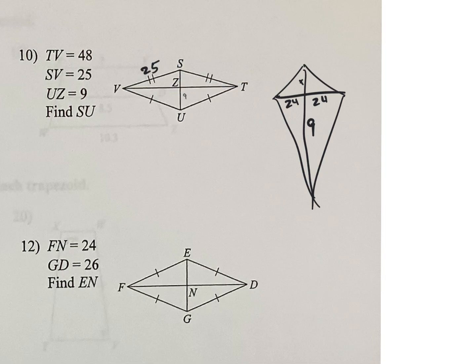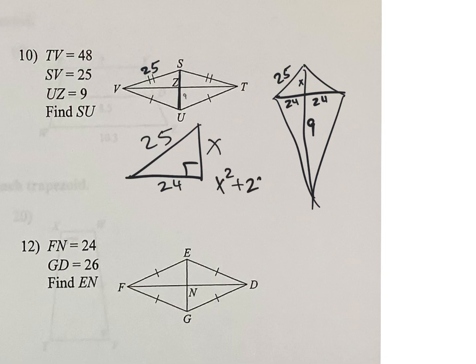So SV is 25. And in order to get S to U, the whole length here, we got to get SZ, which I put X over here. So again, I'm going to take this triangle outside here. 25, X, and 24. Same numbers as on number 9. You got a squared plus b squared equals c squared. That's going to be x squared equals 49 when we're done. So x is equal to 7.